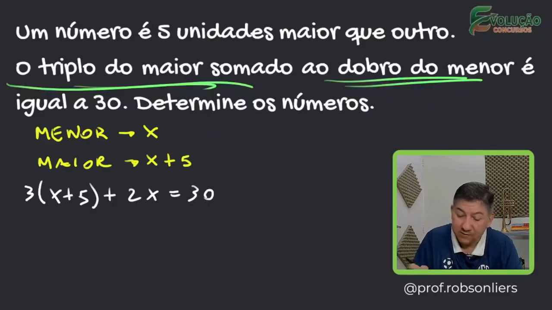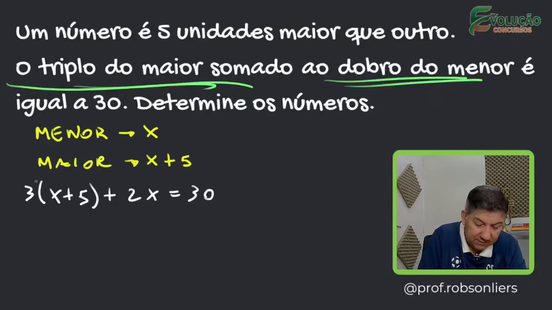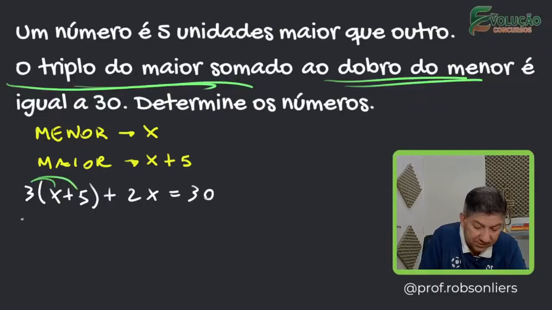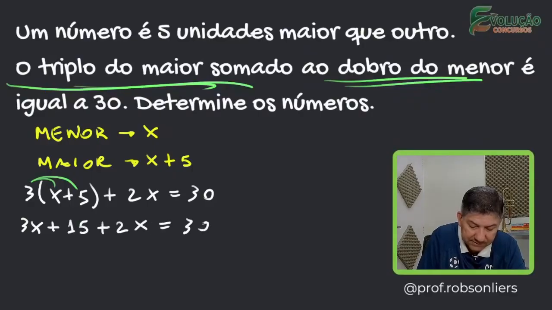Solving this equation, notice that the 3 multiplies everything inside the parentheses. 3 times x and 3 times 5, it's the famous distributive property, also known as the little shower method. 3 times x is 3x, plus 3 times 5 is equal to 15. Plus 2x, I'll repeat, all of this is equal to 30.